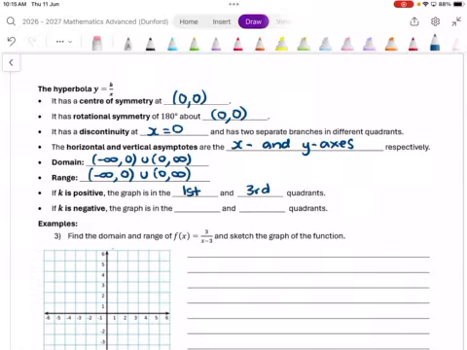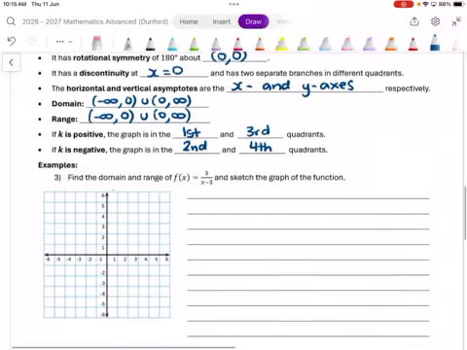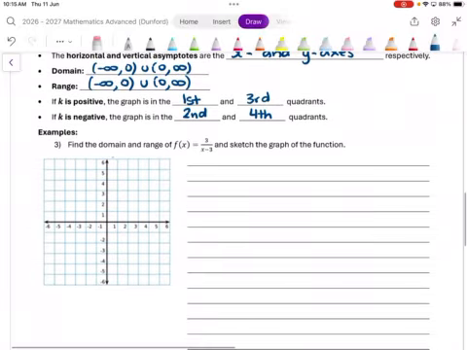And if k is negative, like we did in the second example, the graph is in our second and our fourth quadrants. So what we have looked at is our general shape of our hyperbola, y equals k on x, but we can transform our hyperbola around our graph, and we're going to see how that happens and how we can sketch one that has been moved.